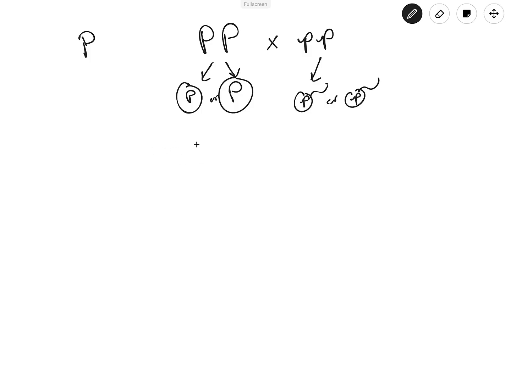So what we do is we're going to line up a Punnett square. A Punnett square is going to take the gametes, not the parent genotype, the gametes, and arrange them in all possible combinations.